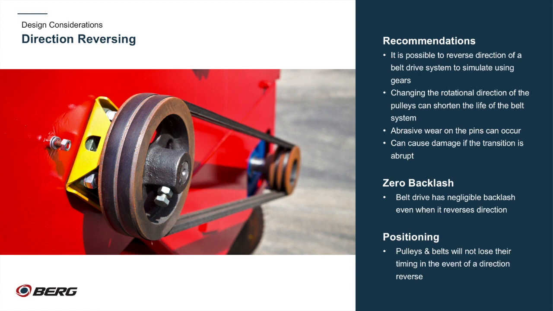Areas to monitor include the wear of both the sprocket and drive pins of the belt system. This can be avoided by making the transition as smooth as possible. Abrupt changes will cause rapid failure of the belt.